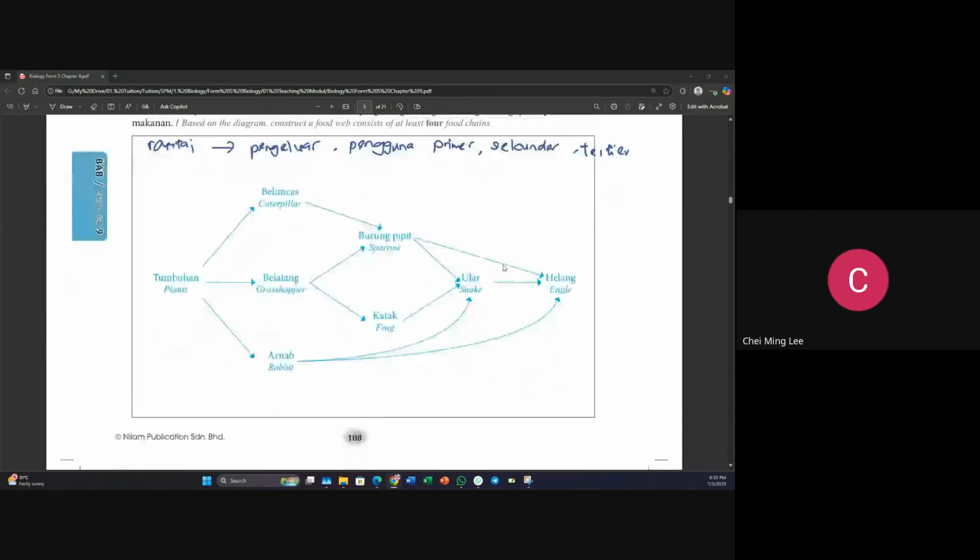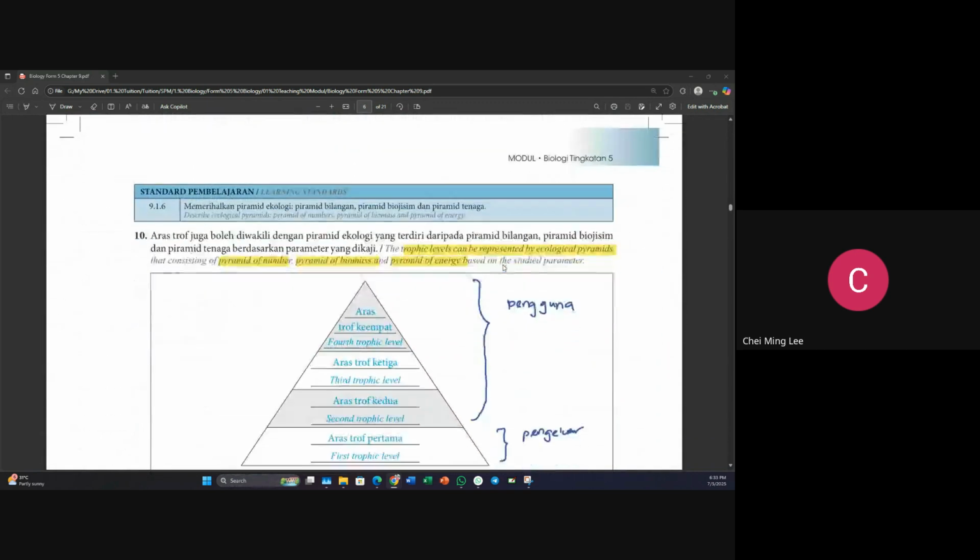Okay, I think we have checked, all of you. Okay, now let's see the trophic level.